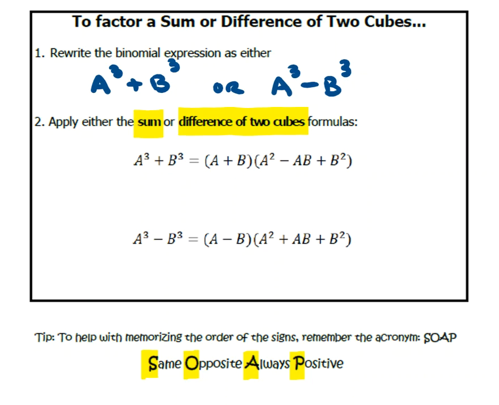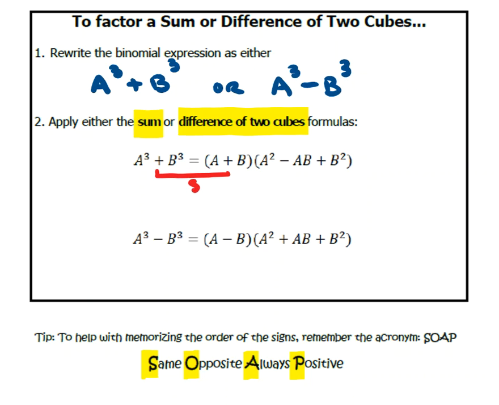Let's pick on the formula for a cubed plus b cubed. Notice that the quantity in the first set of parentheses has the plus sign as well. So in other words, if it's a cubed plus b cubed, then the sign in the first set of parentheses is going to be the same as what's separating a cubed and b cubed. So that's what the S part stands for.